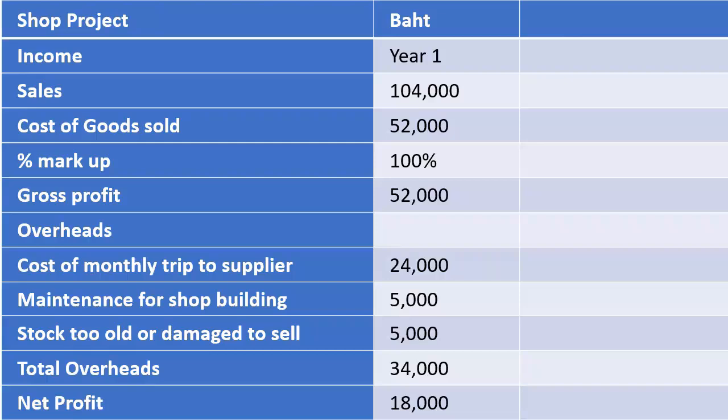So here we have the same income and expenses statement that we used in the income and expenses video. So we have sales of 104,000, cost of goods sold of 52,000, gross profit 52,000, total overheads 34,000, and net profit of 18,000.